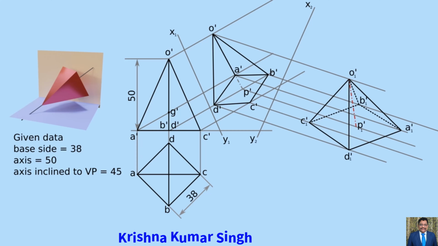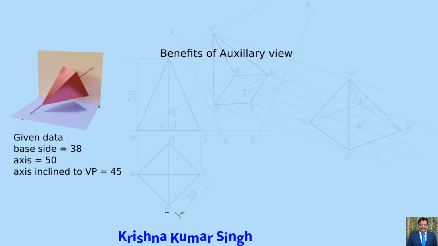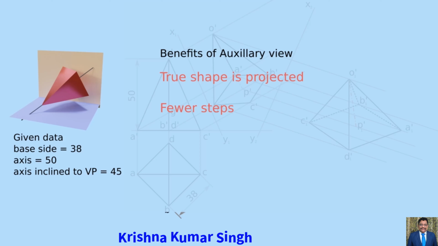We have studied how to solve problems with an auxiliary view. Now we see what are the benefits of auxiliary views. So in auxiliary views, we can have the following advantages. The true shape of the inclined surface of an object can be projected. This view requires fewer steps as compared to orthographic and isometric views to project the true shape of the object.